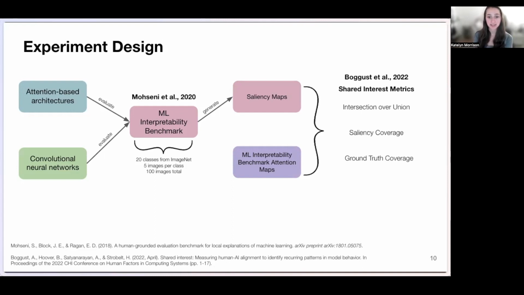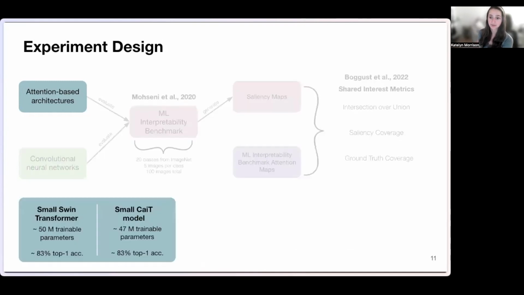Lastly, we compare the saliency maps to the human attention maps using the shared interest metrics, which were proposed by Bogus et al. in 2022. And those metrics specifically include intersection over union, saliency coverage, and ground truth coverage.